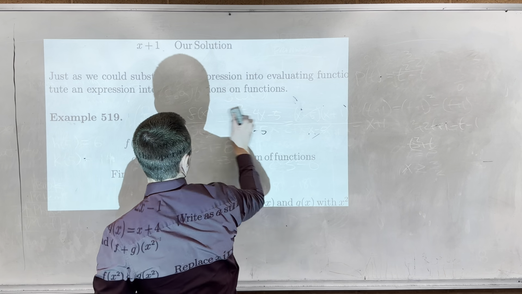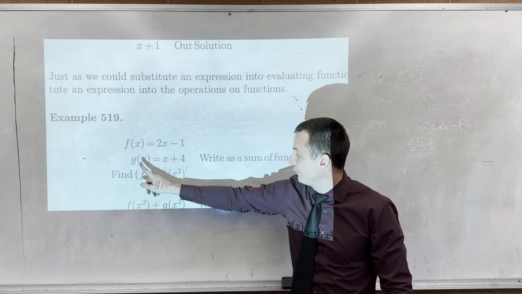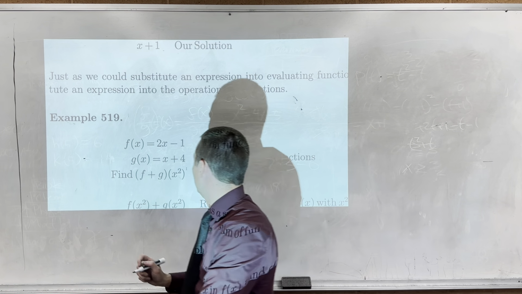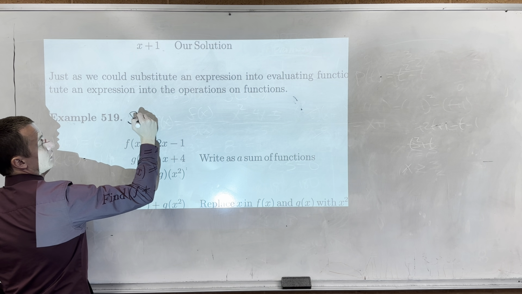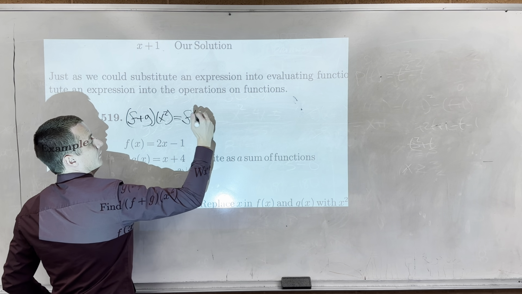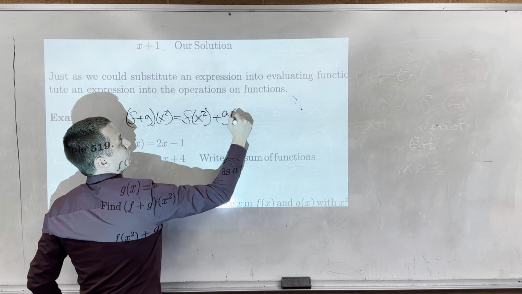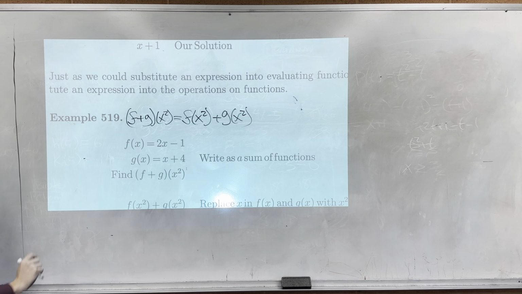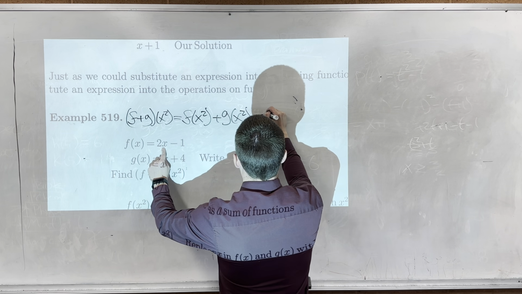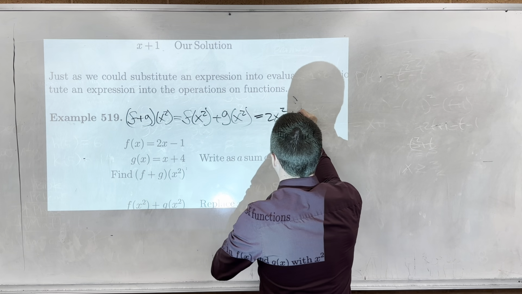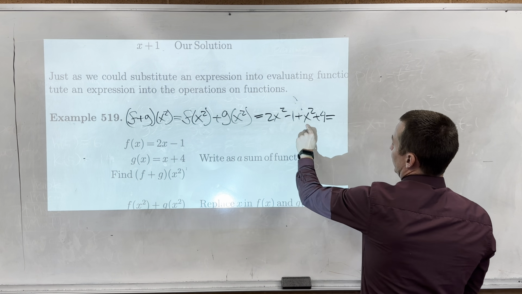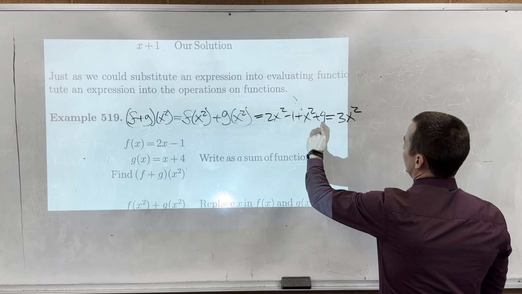Here's a good other example. Here's f of x, here's g of x. The author wants us to find f plus g of x squared. So, by definition, f plus g of x squared is equal to f of x squared plus g of x squared. So we replace all our x's with x squareds in both these and add them together. So this is equal to f of x squared, replace all your x's with x squared. So that's 2x squared minus 1. Plus g, replace all your x's with x squared, that's just x squared plus 4. Good. 2 plus 1 is 3x squared. Negative 1 and 4 is plus 3.